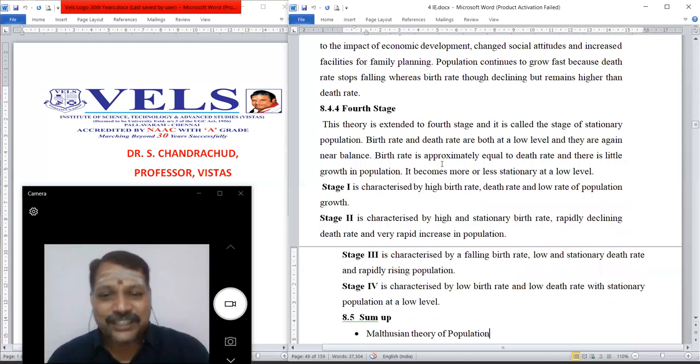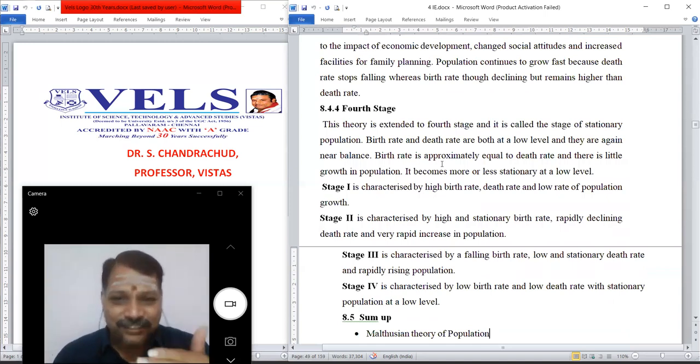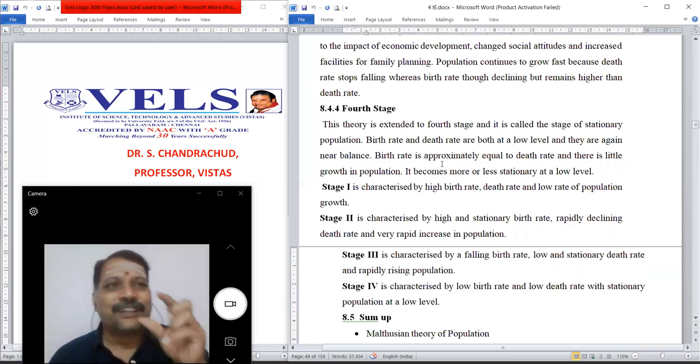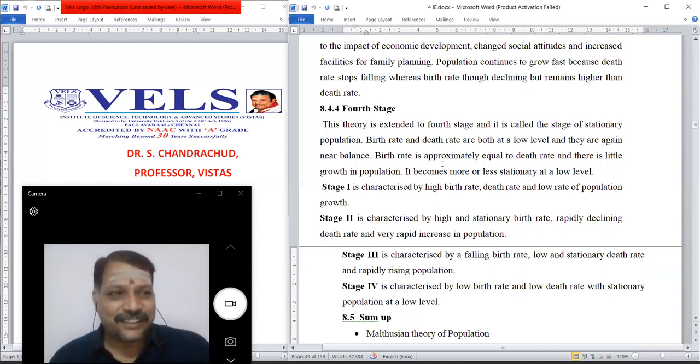Even the fourth stage alone has 4 different categories. Why? Because initially the birth rate will increase at an increasing rate, then at a decreasing rate, and then constant and stagnated. These are the 4 stages.